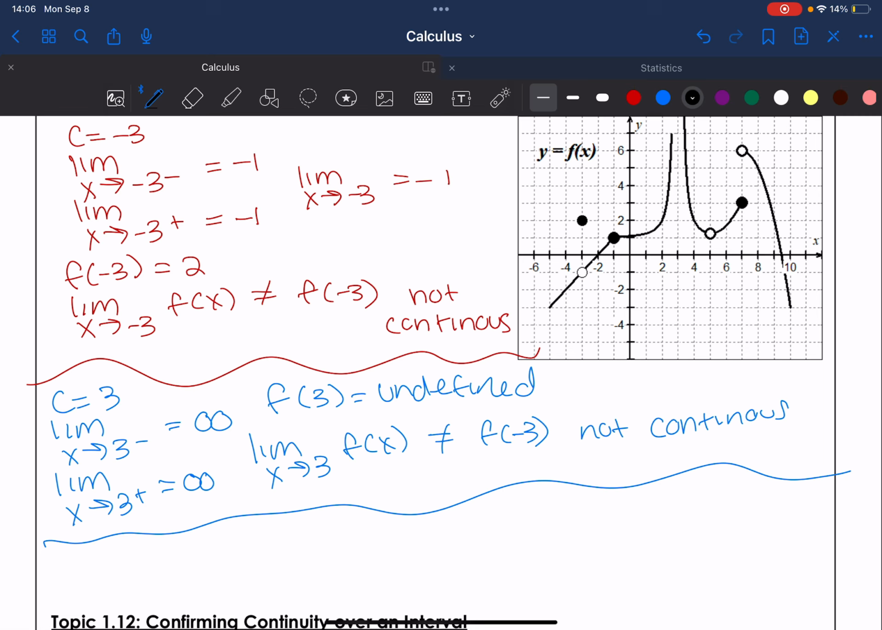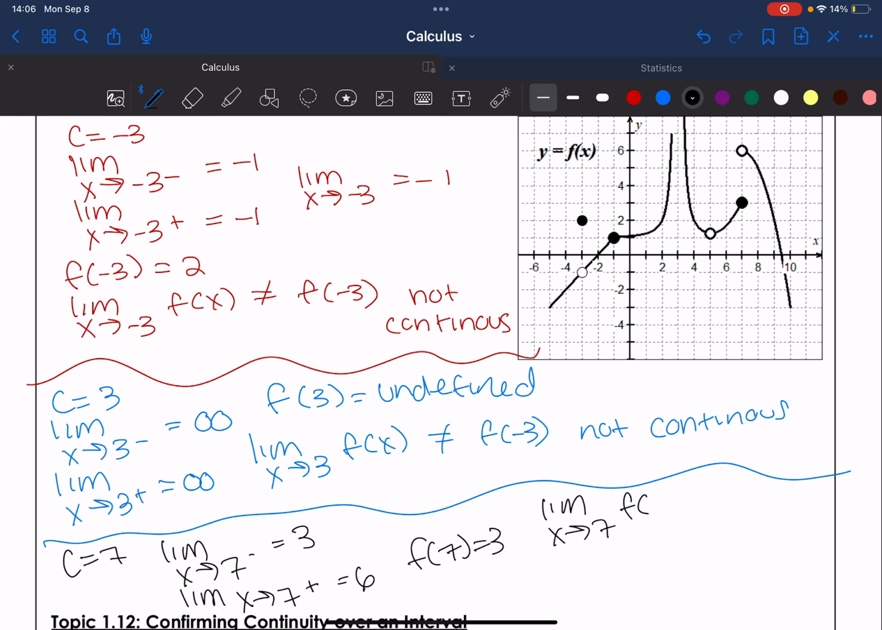And then lastly, I have to check when c is equal to 7. So c is equal to 7, which means I find the limit as x approaches 7 from the left, and the limit as x approaches 7 from the right. From the left, I get 3. From the right, I get 6, which means the limit doesn't exist. And then f of 7 gives me 3. So since the limit as x approaches 7 of f of x is not equal to f of 7, then it's not continuous at x equals 7. Okay.